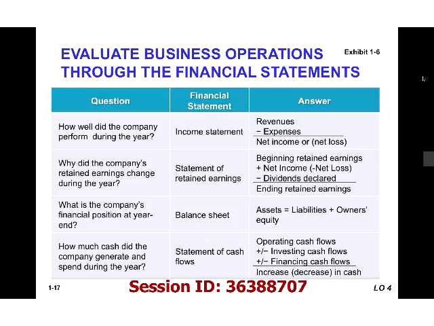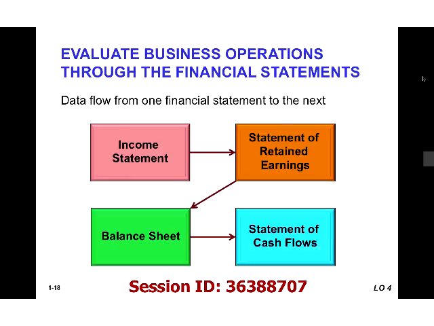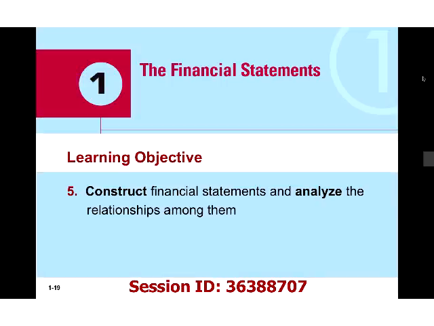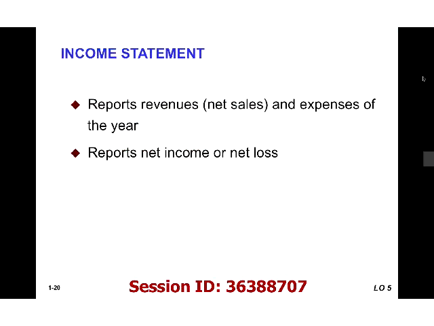So now what we're going to do is go through the income statement, a statement of retained earnings, and a balance sheet. So we're going to flow all those through. Okay, so we're starting with the income statement. The income statement answers this question of how do we do during the year. It reports the revenues and expenses of the year, and it will give us our net income or net loss.